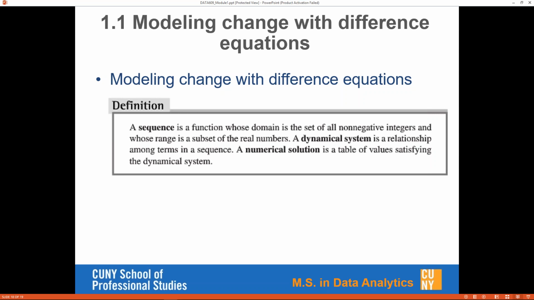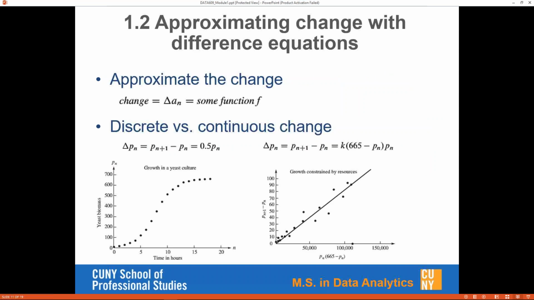We want to say that a dynamical system is a relation among terms in a sequence, and a numerical solution is a table of values satisfying the dynamical system. Even though it's all definition, it's straightforward.